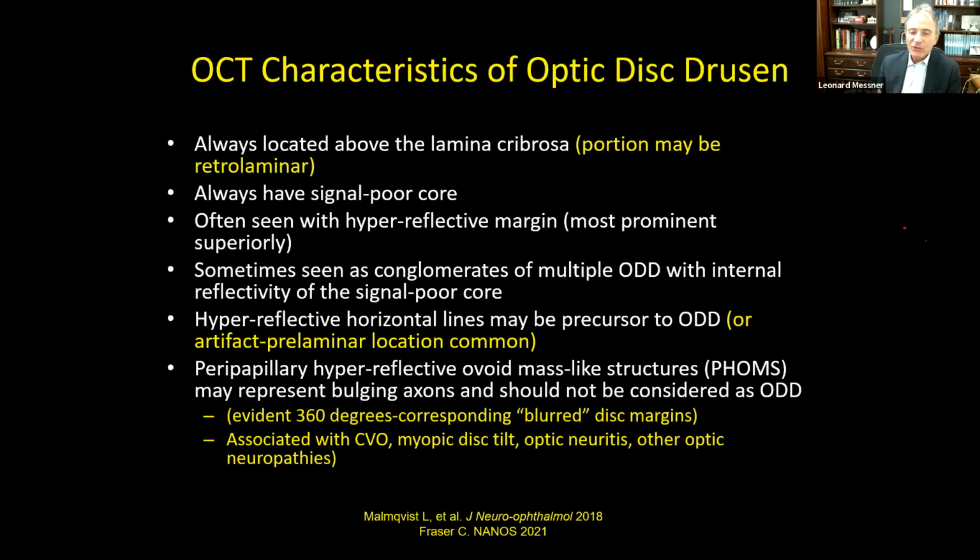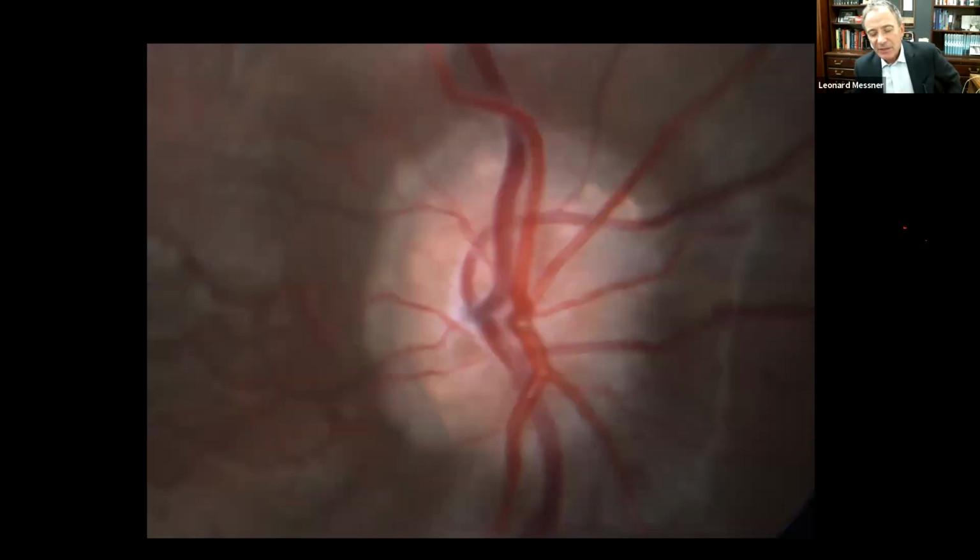And you can see these in a variety of conditions. You can see this with anomalous nerves, plus or minus drusen. You can see PHOMS in the setting of papilledema. You can see PHOMS with tilted optic discs. You can see PHOMS with other disease processes that result in optic disc swelling. But the important thing to remember is that these represent nothing more than bulging axons. The causes of these bulging axons are multifactorial. So here's a classic example of someone that presents with an anomalous optic nerve in the presence of buried drusen.